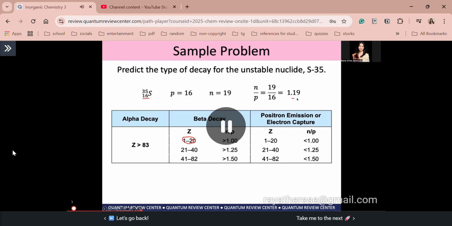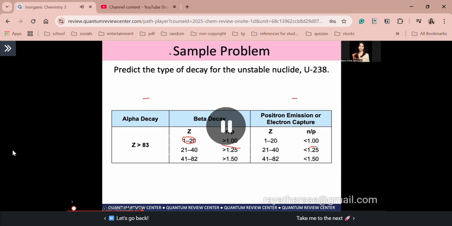So, i-compare nyo lang if 1.19 is greater than 1 or less than 1. So which is it? Tama, 1.19 is greater than 1. That's why sulfur-35 will undergo beta decay. Very easy, right? Okay, next. Predict the type of decay for the unstable nuclide uranium-238. Okay, pause nyo muna the video and try that.